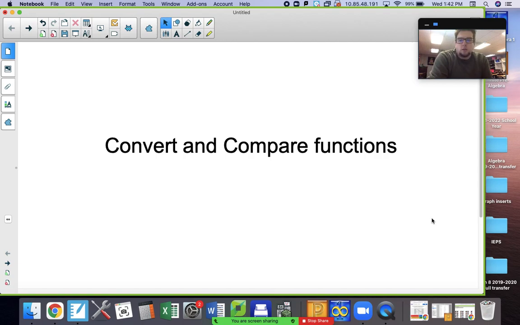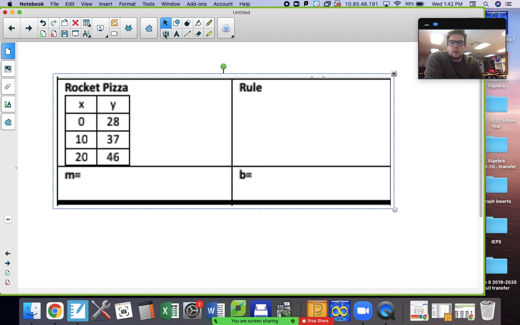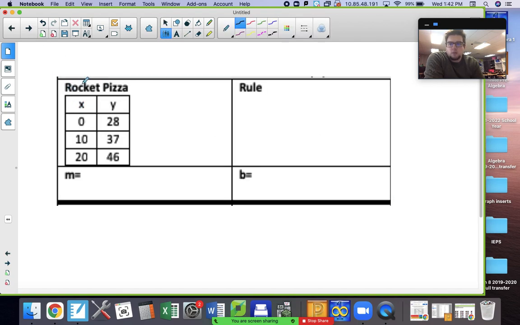All right, we are looking at converting and comparing functions of different types. We're using it with different pizza chains. So, looking at our very first pizza place, Rocket Pizza, they have their pricing model listed as a table. X represents the number of pizzas, while Y represents the money that they'll pay us to deliver those pizzas.